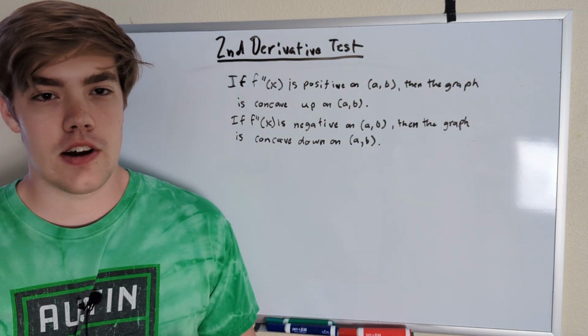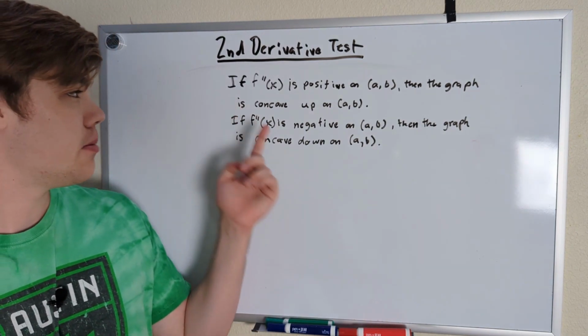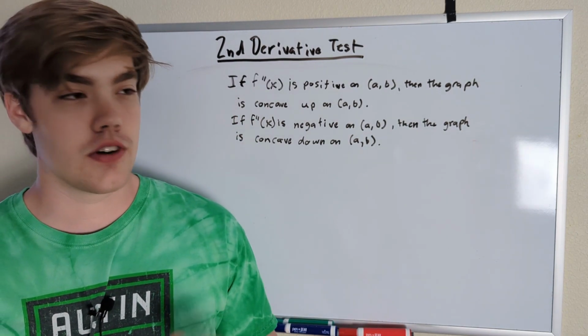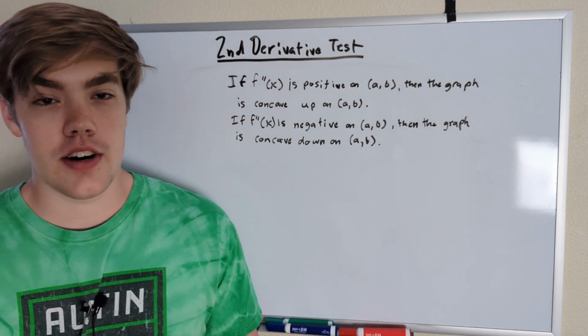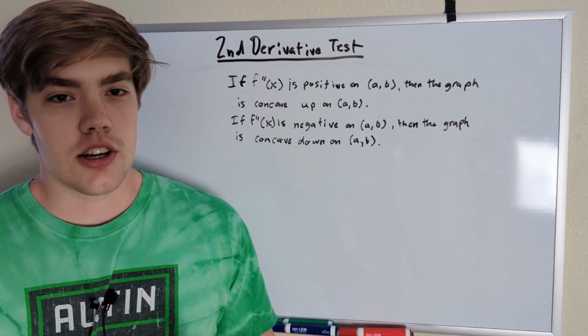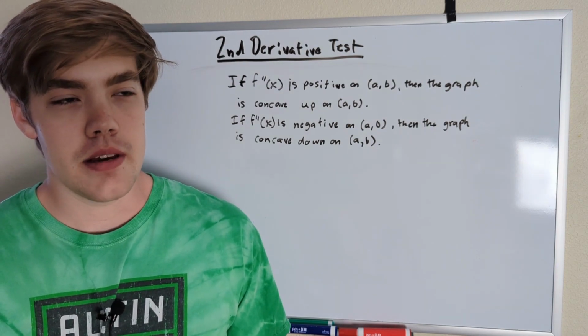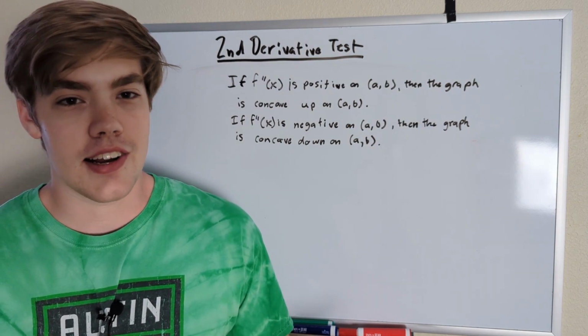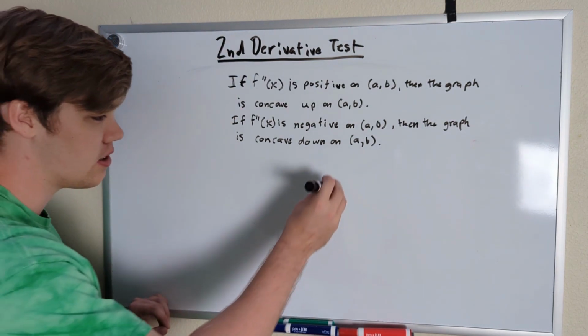So let's talk about some of the stuff that I was talking about just a second ago. I've written two rules down about the second derivative test. If f double prime of x is positive on the interval from a to b, then the graph is concave up on that interval. And if f double prime of x is negative on a to b, then the graph is concave down on a to b. Now you may be wondering, what do I mean by concave up and down? Well, let's draw a graph to make this a little easier to understand.